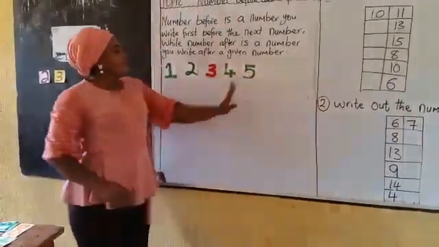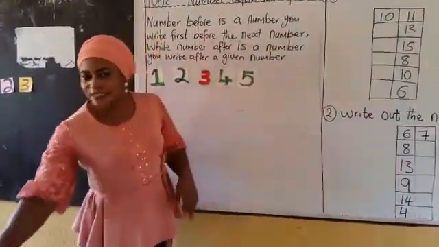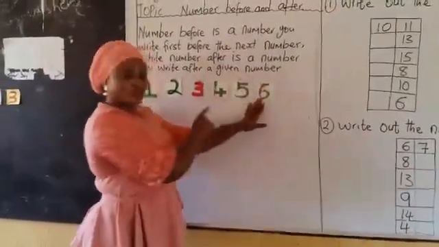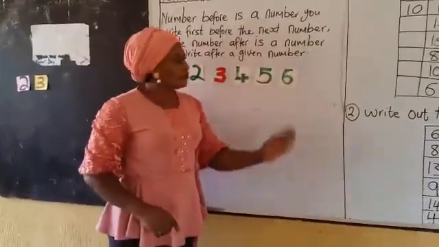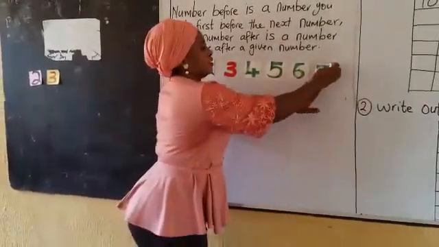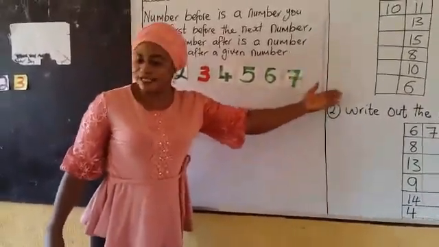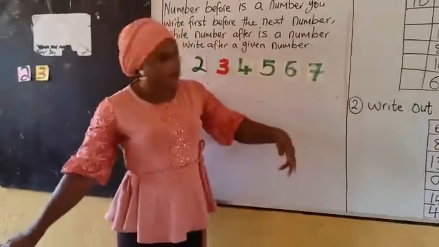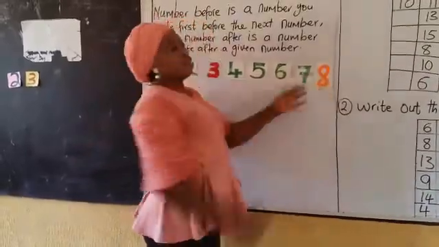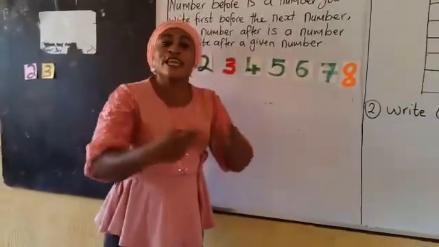Good. Now we say 4 before 5. Then 5 before which number? 6. Good. Now before 7, 6 before 7. Now we write 7 first before we write 8. So the number before 8 is what? 7. 8. So these are the number before. So number before is the number we write before the next number.